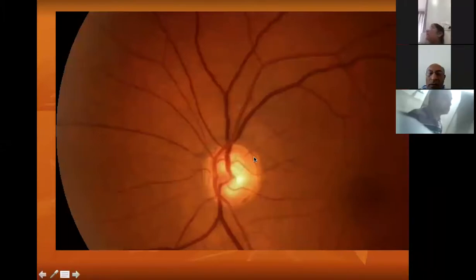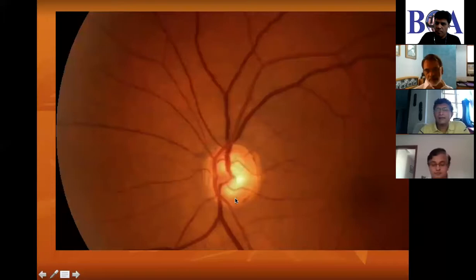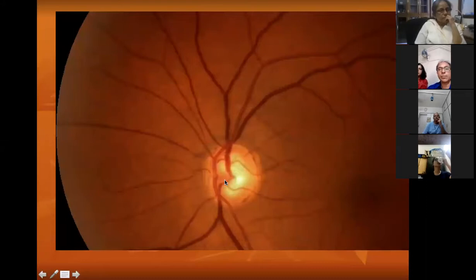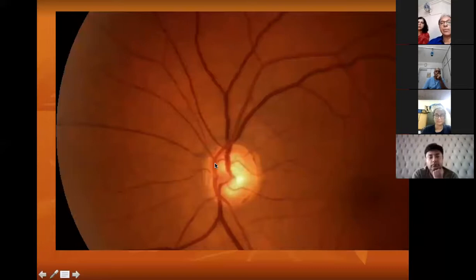Then we go on to look at the neural rim. And we have been taught very well that the neural rim is thickest inferiorly, then superiorly, then nasally, and it is thinnest temporally. So that is the ISNT rule. The temporal rim is the thinnest, and that is the way it has been taught to us. After we have looked at the neural rim, we start looking at the peripapillary area to see whether there are any disc hemorrhages or any peripapillary changes, and that is the way we look at the optic disc.